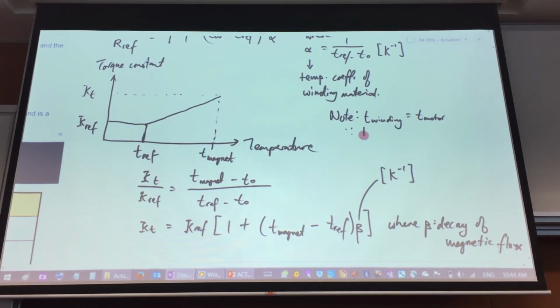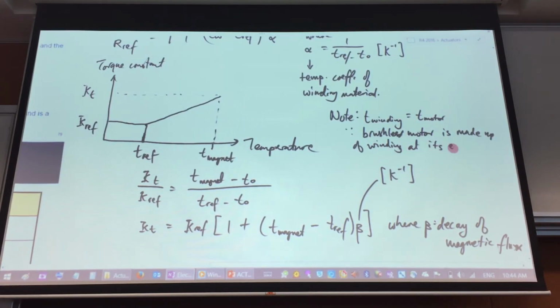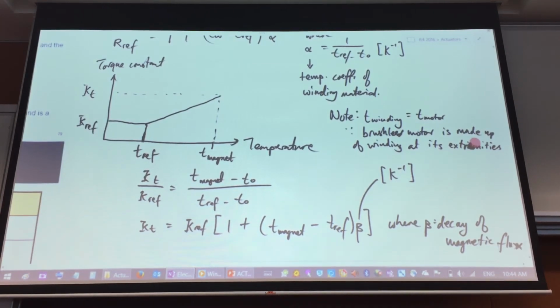So that's because for brushless motor, it is made up of winding at its extremities. That means in the outer shell. Extremity is in the outside of your motor. So the brushless DC motor, you have that winding at the outer shell. We call it extremities.